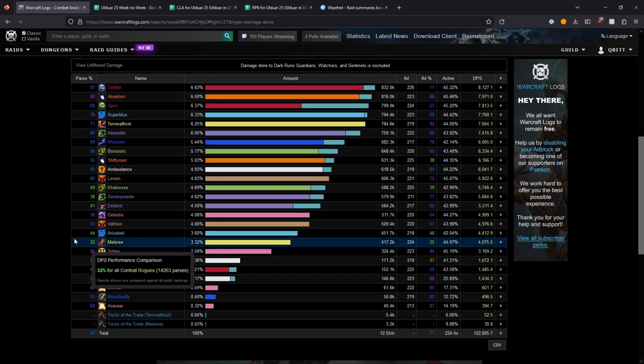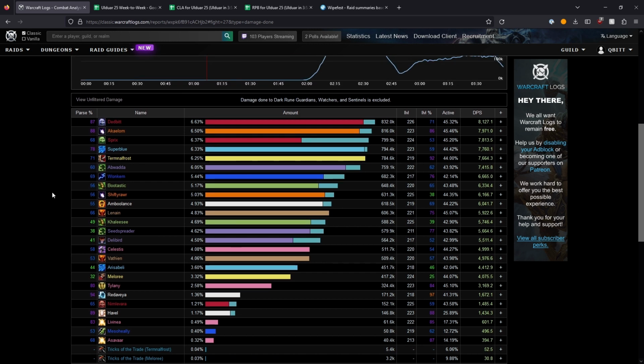The color codes go into this. A gray parse, which I believe is 1 through 20, is just poor performance. A green parse is a below average performance. A blue parse is an above average performance, and then purple is a good performance. Orange is reserved for the 95 through 99 percentile, and then there's a yellow 100 for the absolute top 1% of players.